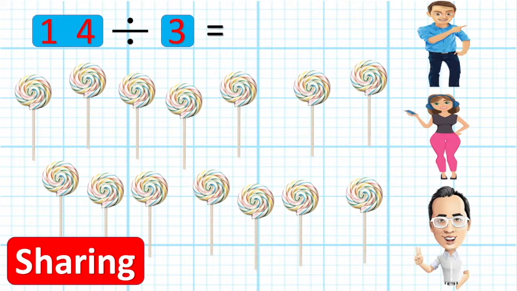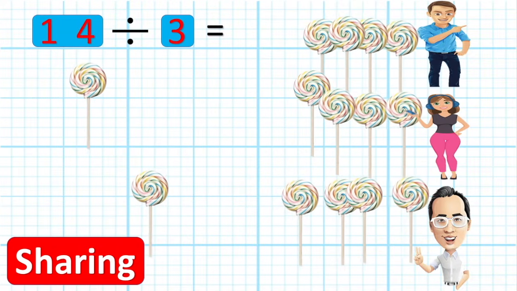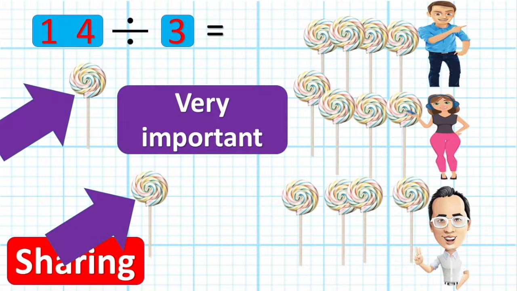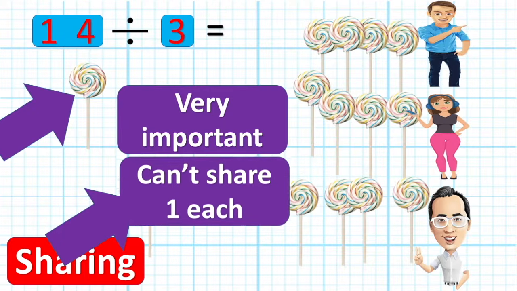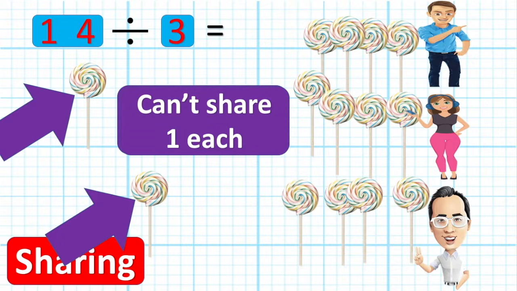Well, we can try and share them. I've got my 14 lollipops and my 3 friends. I'm going to share them evenly. That gives them 4 each again, with these 2 left over. Now these 2 left over are very important. I cannot share them evenly between my friends, so we have to leave it as a remainder. So 14 divided by 3 would be 4 remainder 2.